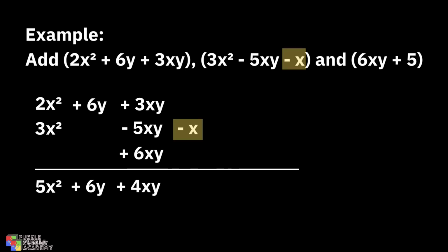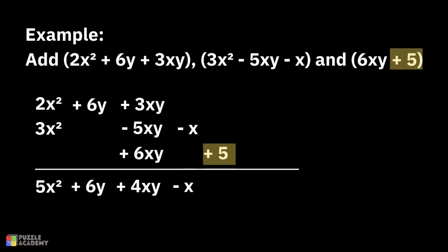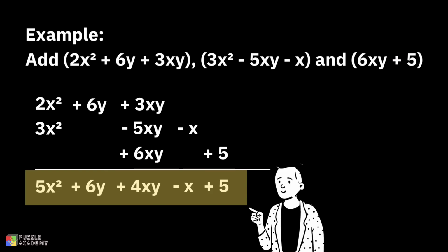And for the fourth term, we have negative x. Since we don't have negative x in the other terms, we just bring it down. And lastly, we have positive 5. Same with x, so we just bring down the positive 5. Using columns helps us to match the correct terms together in a complicated sum.